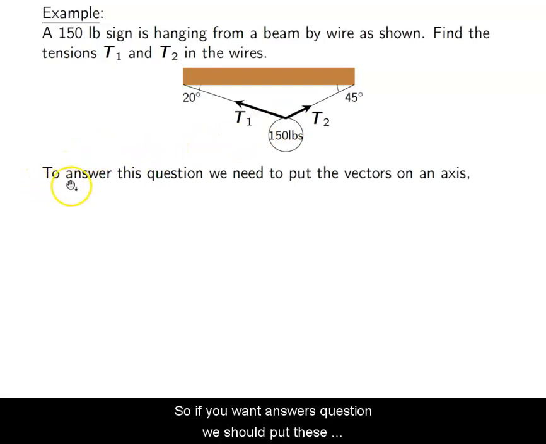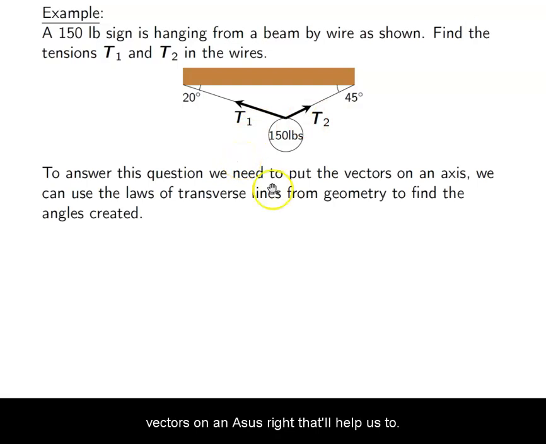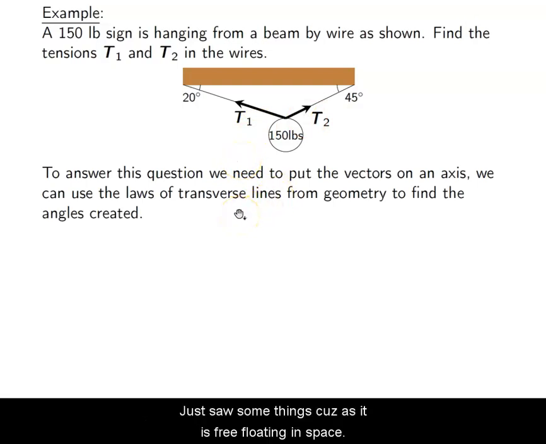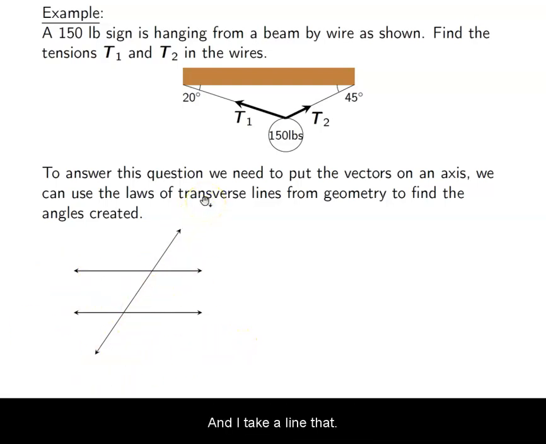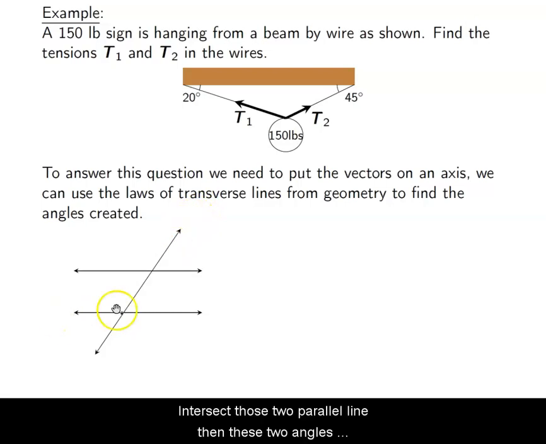Okay. So if we want to answer this question, we should put these vectors on an axis, right? That'll help us to solve some things, because as it is free floating in space, it's a little bit weird. Okay, so there's a few laws from geometry that we should probably discuss, because again, I don't know how familiar you are with geometry at this point. It's called the law of transverse lines. If I have two parallel lines and I take a line that intersects those two parallel lines, then these set of angles are all the same.